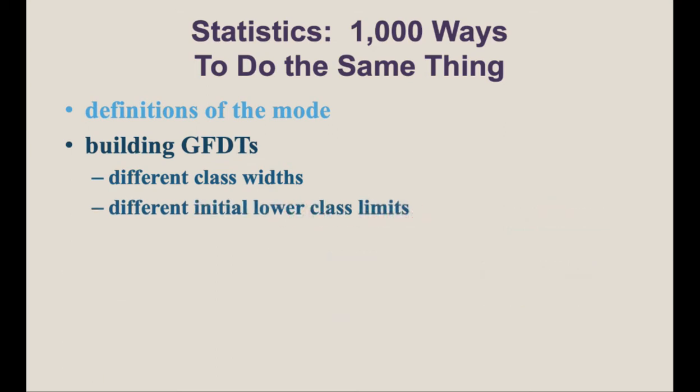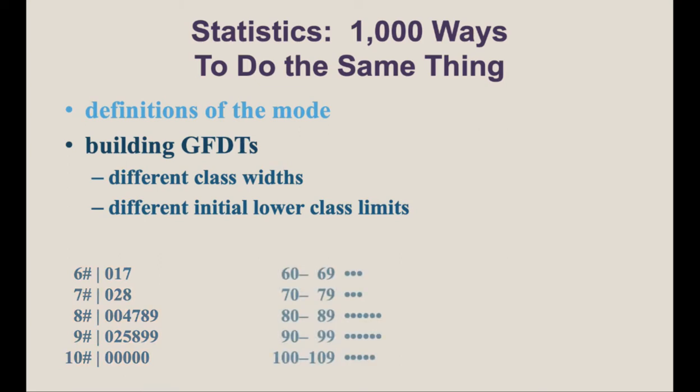You may recall that another feature that may differ from one GFDT to another for the same dataset is the first lower class limit. Using this toy dataset presented in a stem and leaf plot, if we build the corresponding parallel GFDT, in other words, using the same class boundaries as suggested by the stem and leaf plot, we see a distribution with a mild skew.